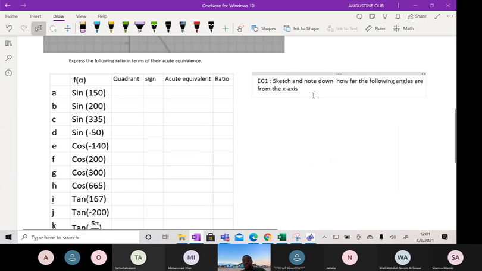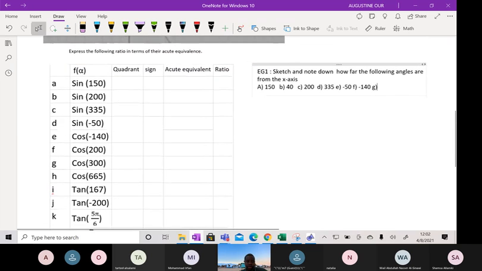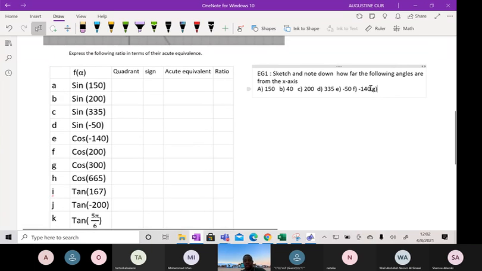The first angle that I want us to do is angle A. Somebody can try. You know how to sketch. We sketched last time, right? B, I want us to do 40. C, I want us to do 200. D, 335. E, negative 50, and F, negative 140. That would be good. And if possible, G, we pick one from here: 665.